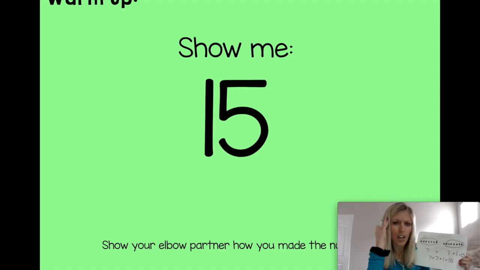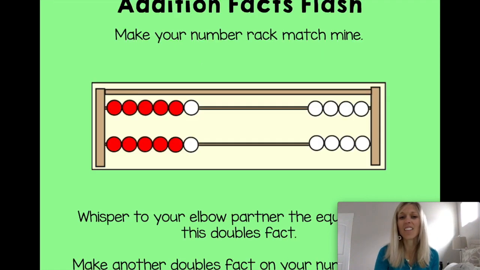But if you don't know that off the top of your head, use your alternating dots to make doubles. Okay? Let's keep going. Now, we're going to use our number rack. And you don't have one, so when it says make your number rack match mine, we're just going to have to look at the screen because you don't have a number rack. But we're going to use our number rack, and we're going to talk about some more doubles facts and some addition facts that we are going to learn today.